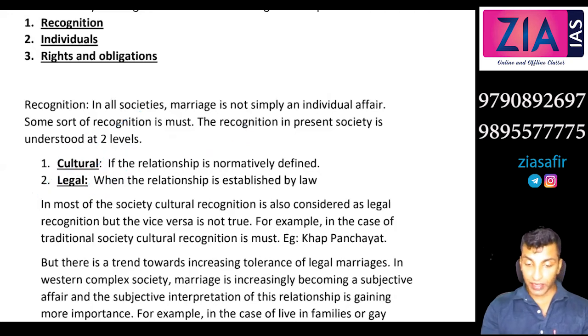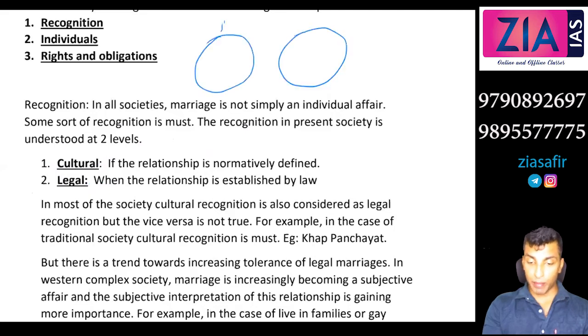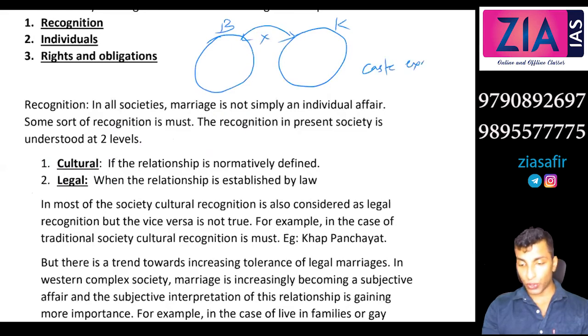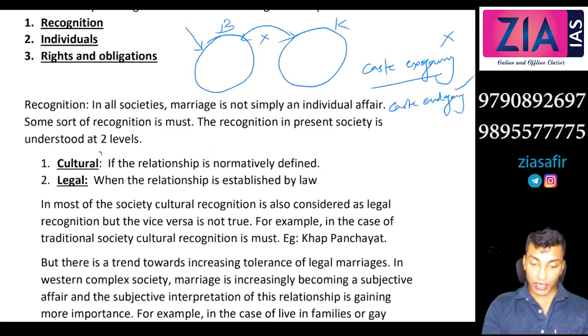If you see, we have caste exogamy. Let's suppose two castes, Brahmin and let's say Kshatriya. Between them you cannot marry. This is what you call caste exogamy between two castes. So caste exogamy is not allowed. But what is allowed? You have to marry within the caste. Caste endogamy is what is allowed. So that is the cultural recognition.